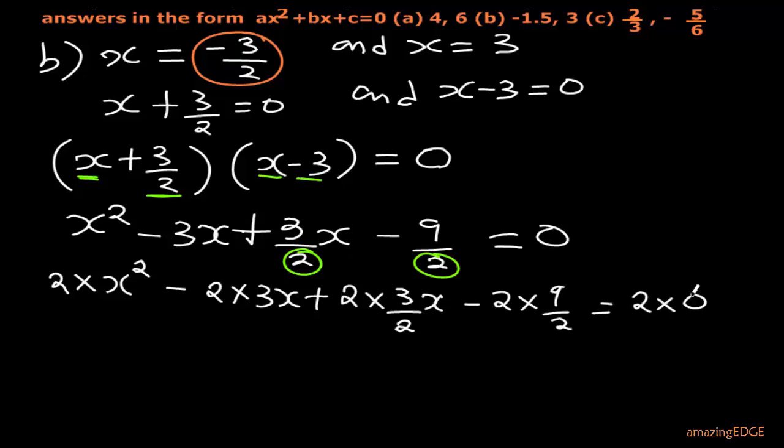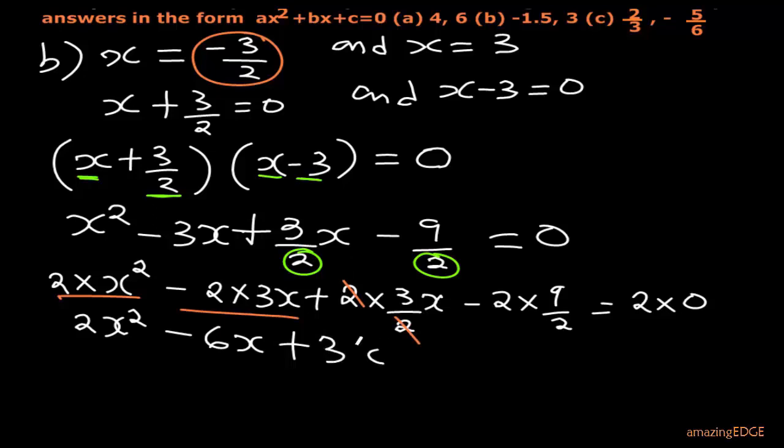So what happens here? 2 times x squared will leave us with 2x squared. Then minus 2 times 3x will leave us with minus 6x. Then you see that this 2 can cancel out the 2 here, so you're left with 3x. So you have your 3x. Minus, on the other side, the same thing happens. You have 2 cancelling out 2 here, so you're left with minus 9. Then on the right hand side, 2 times 0 still leaves us with 0.